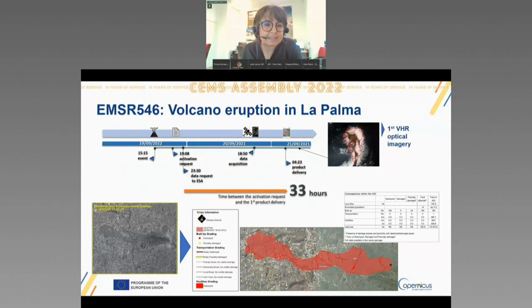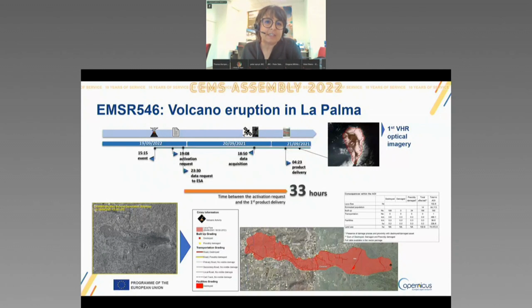And at the end, the user received the notification of the availability of the first product about 33 hours after the triggering of the rapid mapping service.